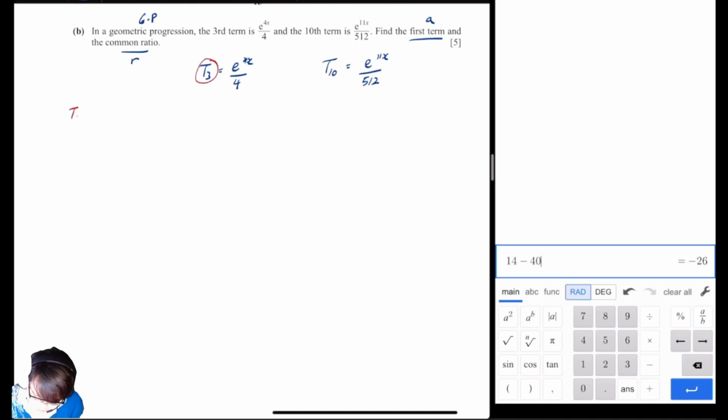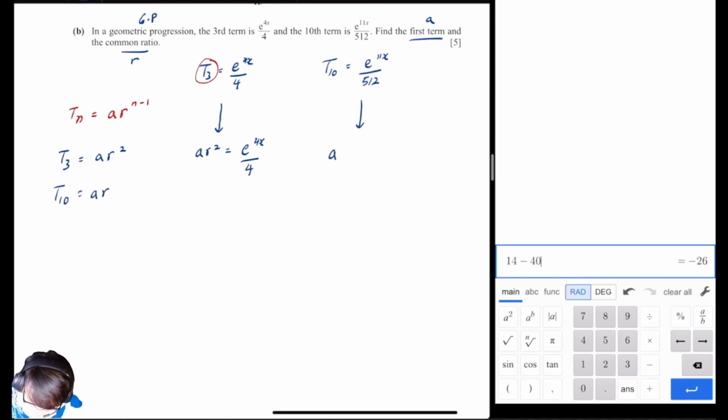The formula for a GP is a, the first term, multiplied by the common ratio r to the power n minus 1. Just use this formula. Term 3 is equivalent to ar squared, so ar squared will be e^(4x)/4. That's the first one. And for term 10, it will be ar to the power 10 minus 1, that will be 9, equal to e^(11x)/512.